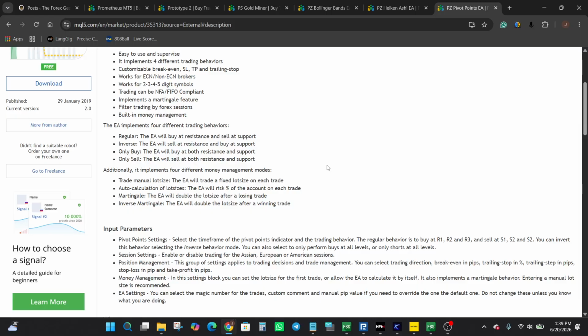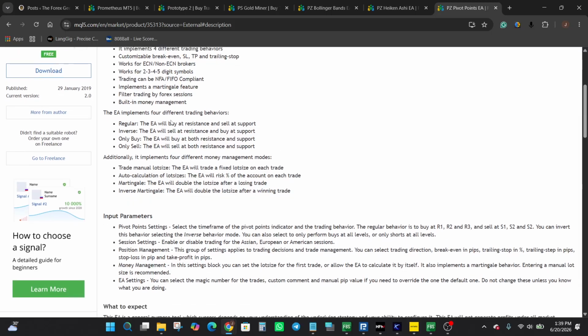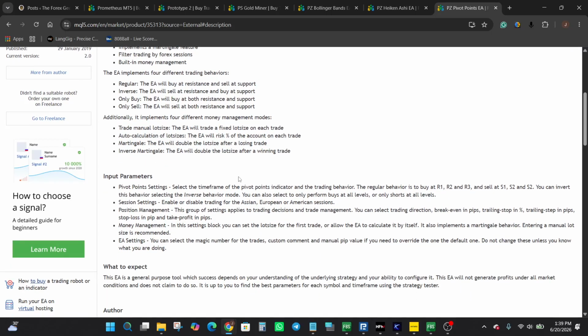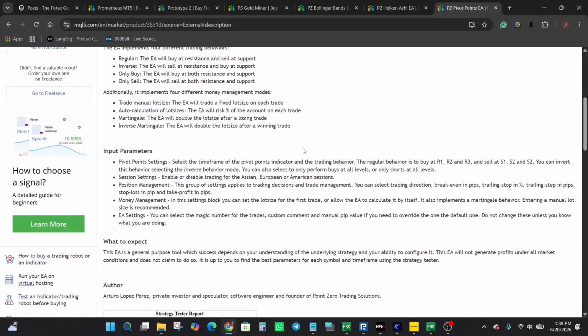Looking at the position management settings, there are standard risk control tools available, such as break-even adjustment, stop loss, take profit, and trailing stop options. These settings allow traders to define how aggressively or conservatively positions are managed once they are active.